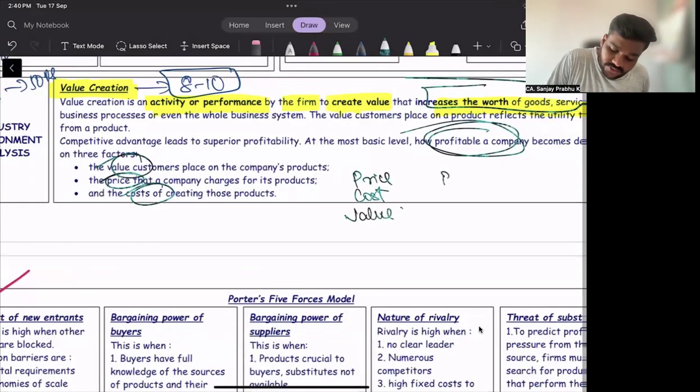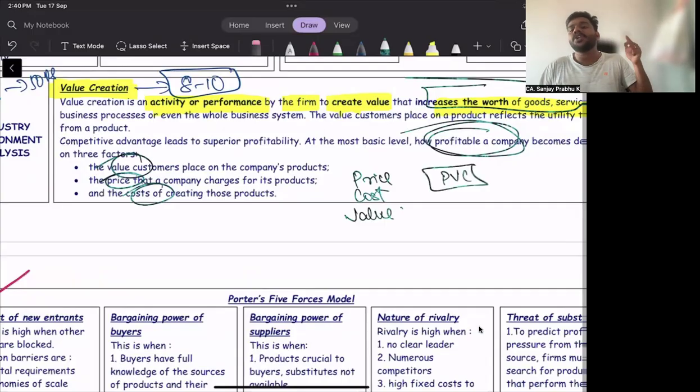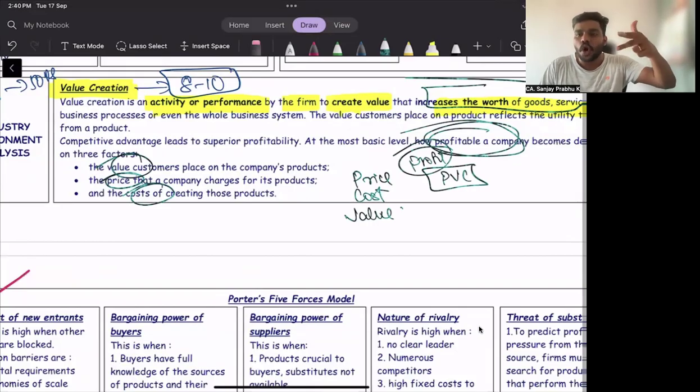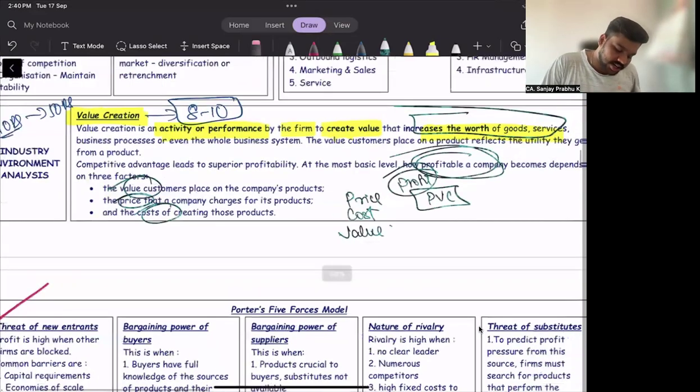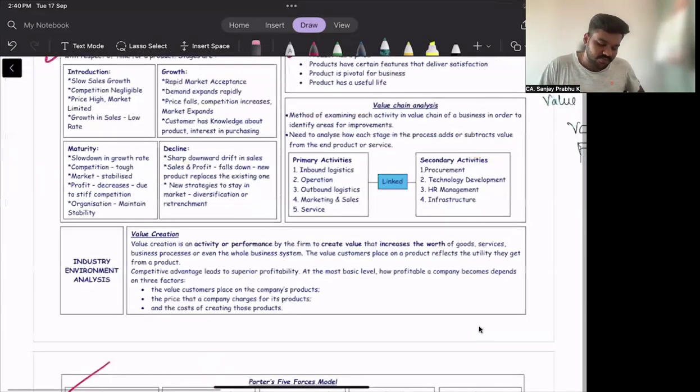placed on the product. So PVC pipe, no, profit value cost. Sorry, price value cost. So profit of a company is dependent on 3 factors. PVC. What are PVC? Price, value, cost. So we are done with value creation.